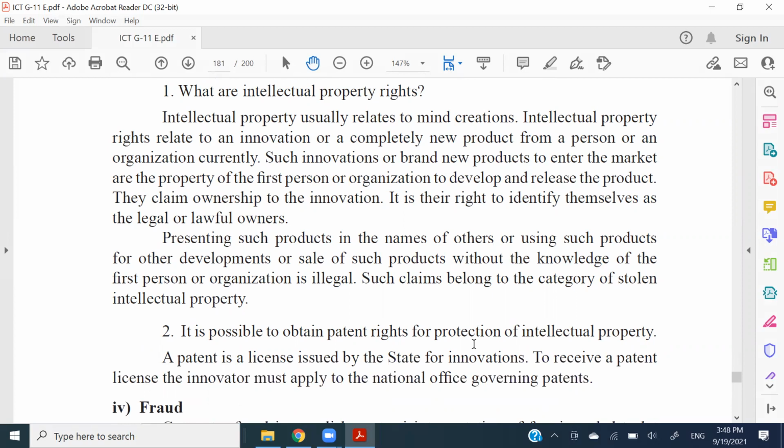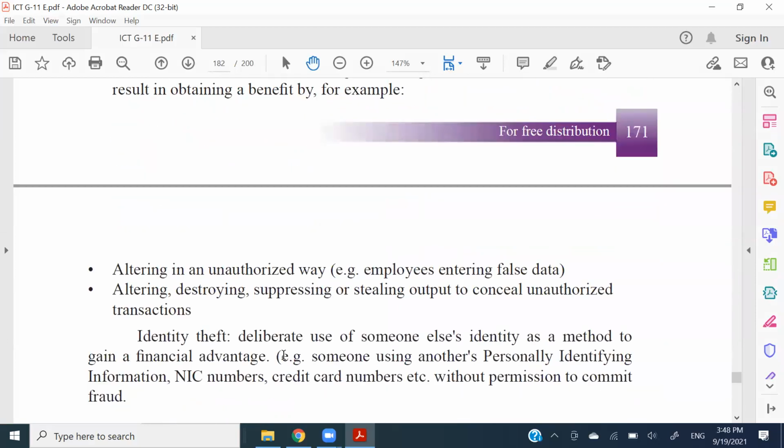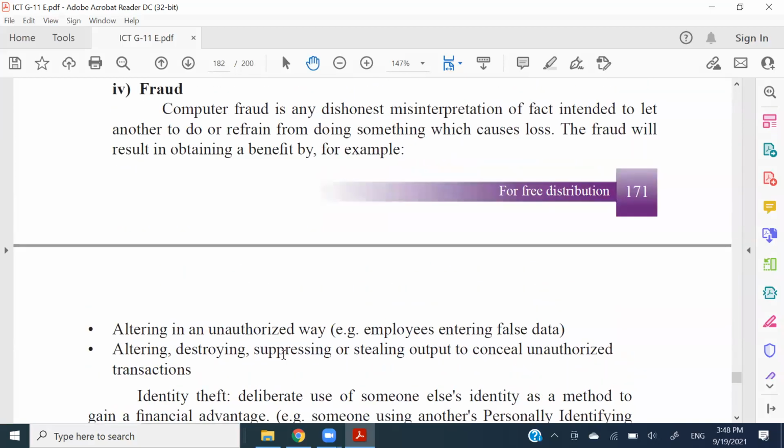And patent, the patent certificate is one of the ways that the real owner can prove this is his own work, right? So if you have a particular patent regarding a particular product, it is easy for you to claim the things, right? And the frauds. Now, when it comes to frauds, it's like deceiving you, right?